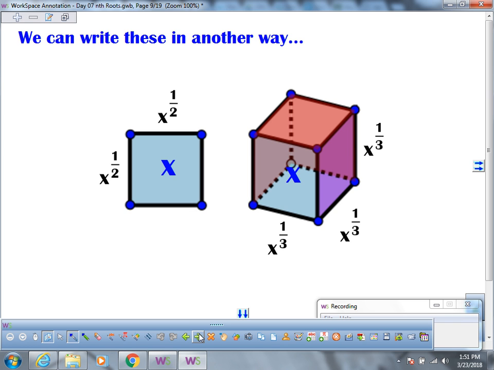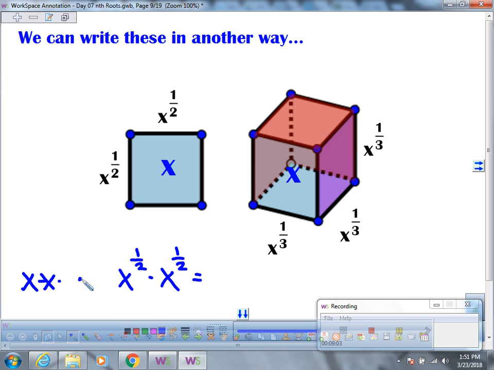Because x to a half times x to a half, if I add the halves together, right? Because when I do this, isn't this x squared? X times x is x squared. What about x squared times x squared? X to the fourth. When I add the two halves together, I get a whole.